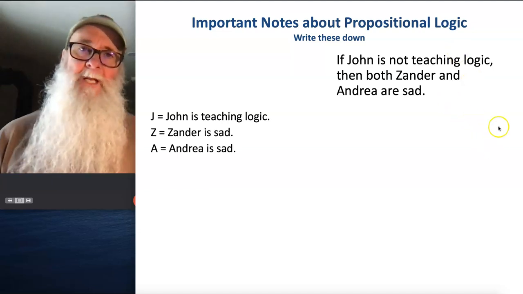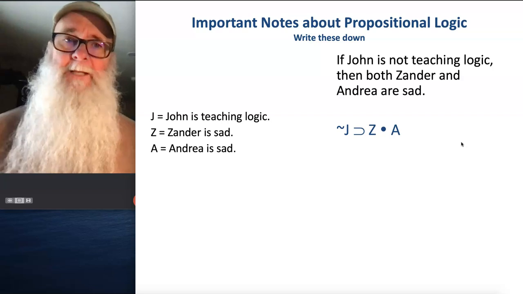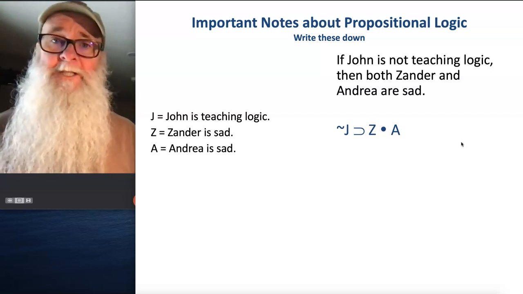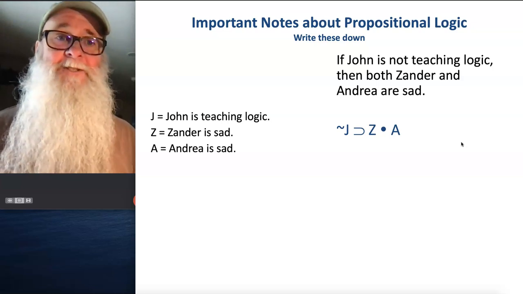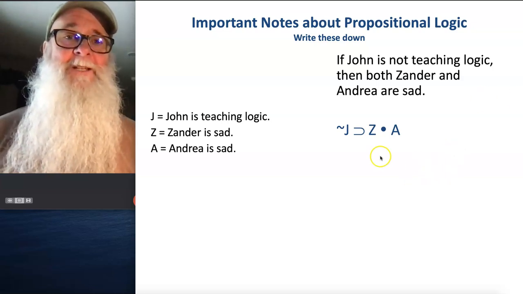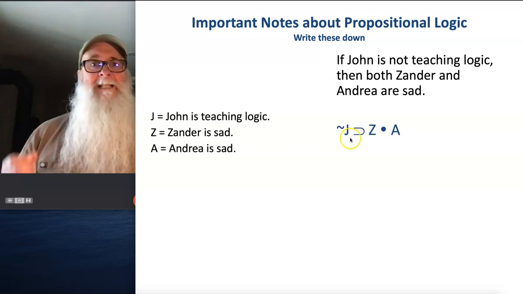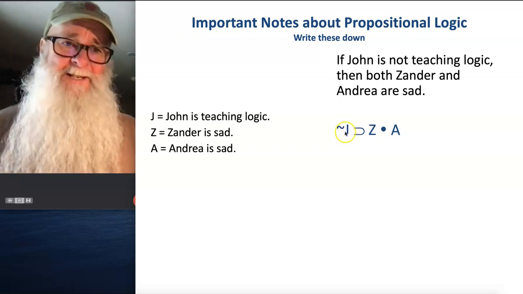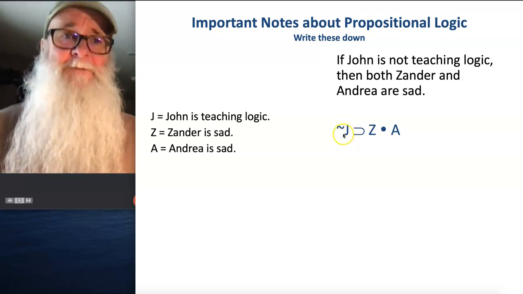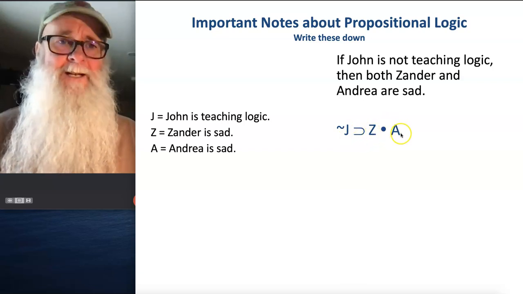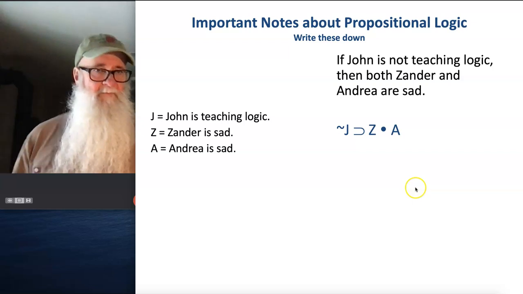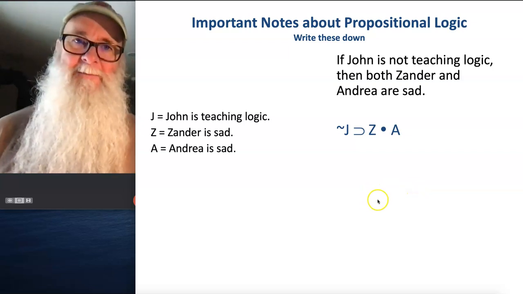Okay, so when I symbolize this sentence out, I might wind up with something like this. If John teaching logic is represented by J, then tilde J represents John is not teaching logic. And this is the way this sentence seems to read: if it is not the case that John is teaching logic, or if John is not teaching logic, then Xander is sad and Andrea is sad. Fair enough. But here's the problem.